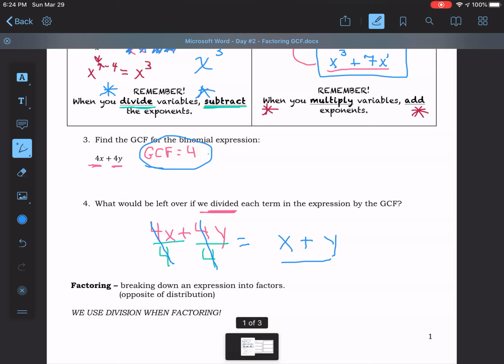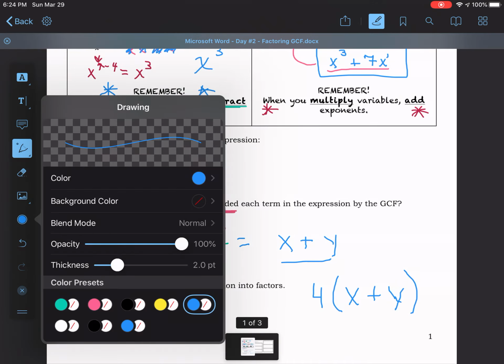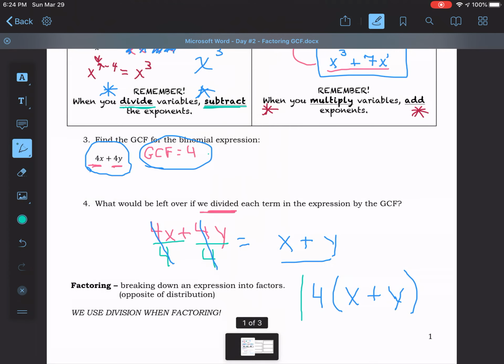So if I wanted to express my original problem in factored form, what that means is that I would write down the GCF, and then in parentheses, I'm going to put what was left when we divided the GCF out. Okay, so that's the idea behind factoring. So this is really our final answer if we were asked to factor. Now down here, I have our definition, breaking down an expression into factors. So the opposite of distribution. Okay, so we're kind of undoing distribution. You can sort of think of it that way, okay?